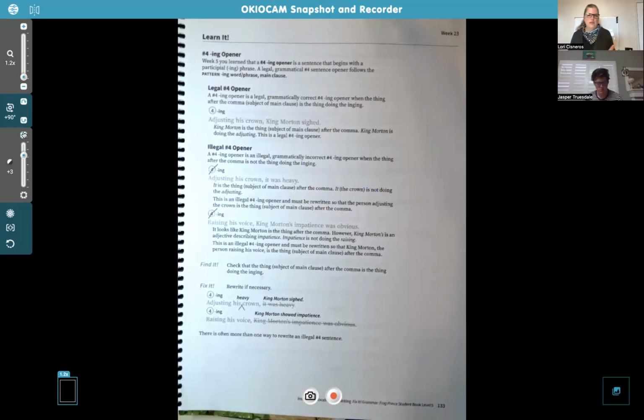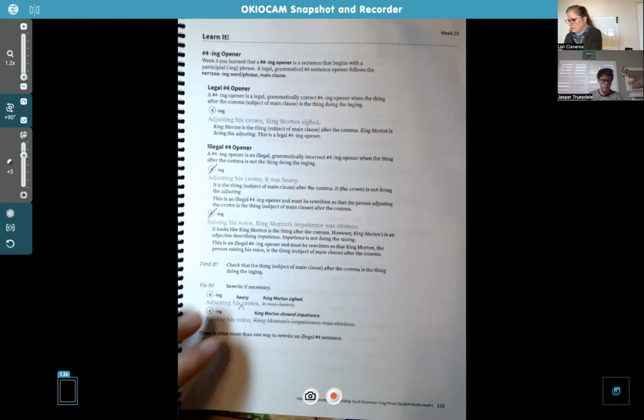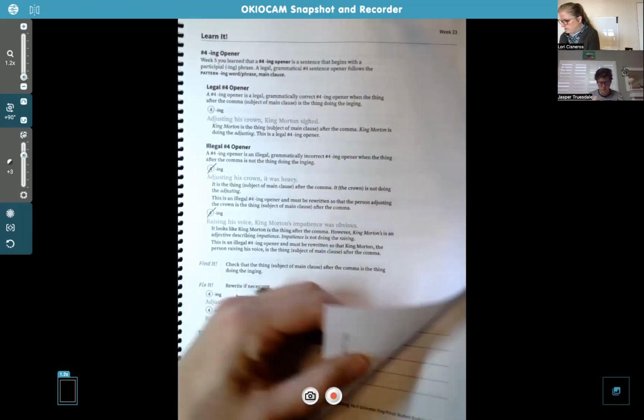So that's basically it in a nutshell as far as paying attention to what's happening after the comma and if it refers back to the ing at the beginning of the sentence. There is often more than one way to rewrite an illegal number 4 sentence. So in your homework this week, you're going to have a couple of these where you're rewriting the sentence because it's illegal, but just know that there's more than one way to do it. So, you know, you can decide how you want to write it, basically.